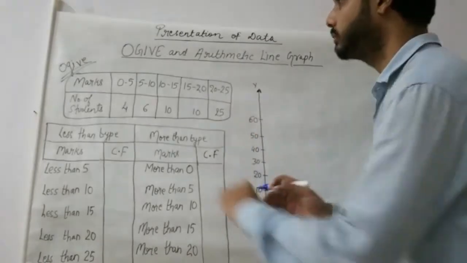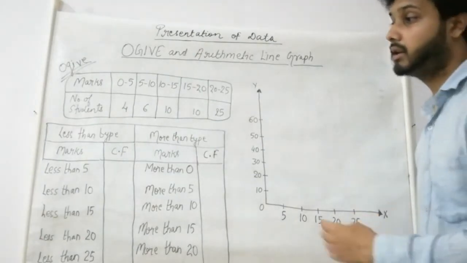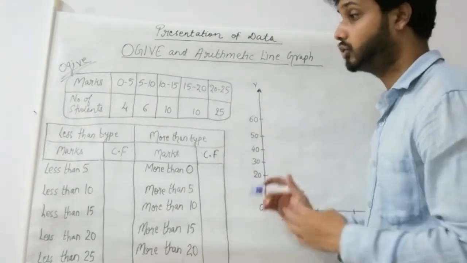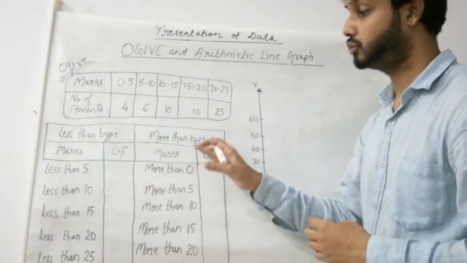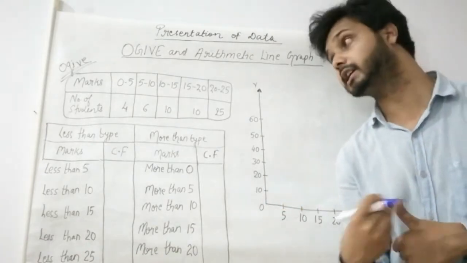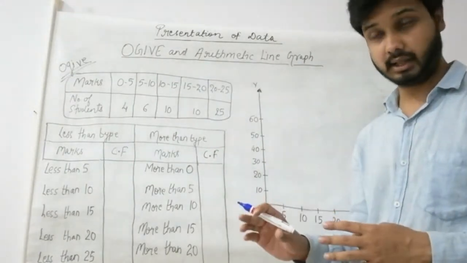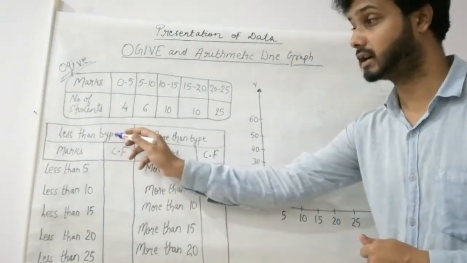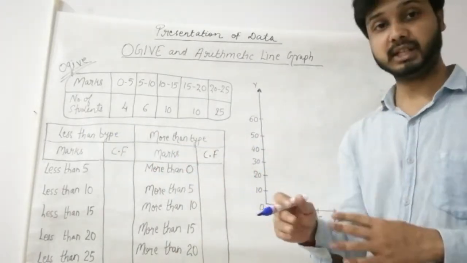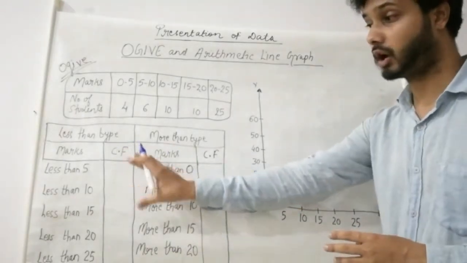In this, students, to make the ogive, what we firstly need to do is convert this into the form of less than type and more than type. In the chapter organization of data, if you remember, we have studied how to convert the given table into the form of less than class interval and more than class interval. If you don't remember, then please do visit the previous videos, you will find that. In that I have told how to convert this.